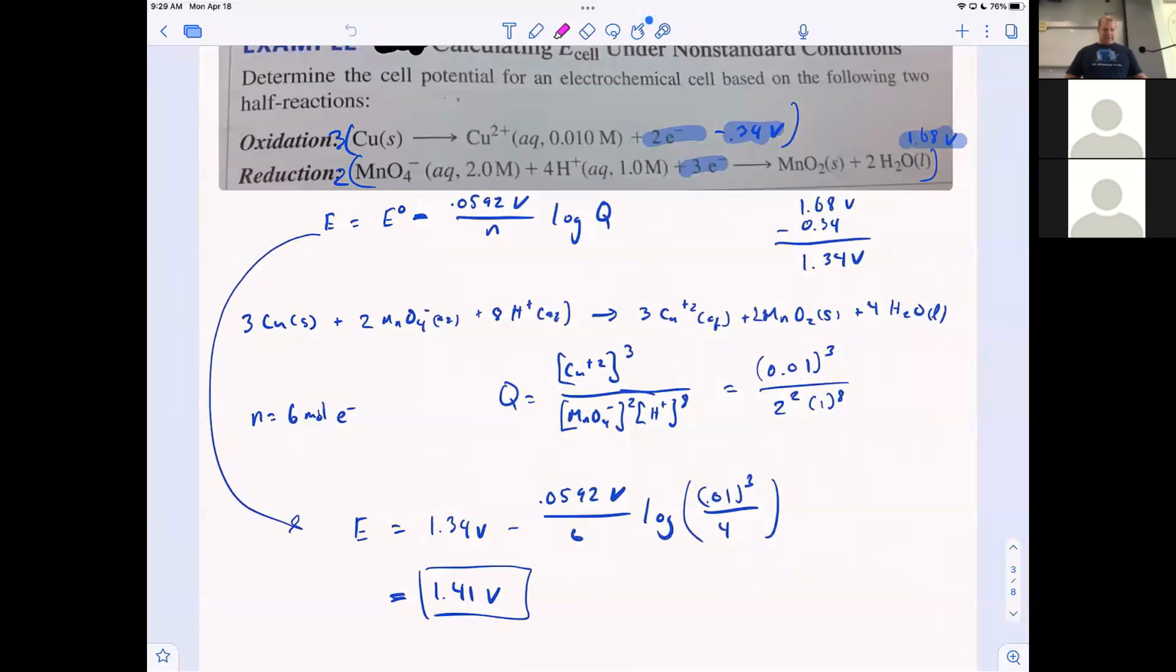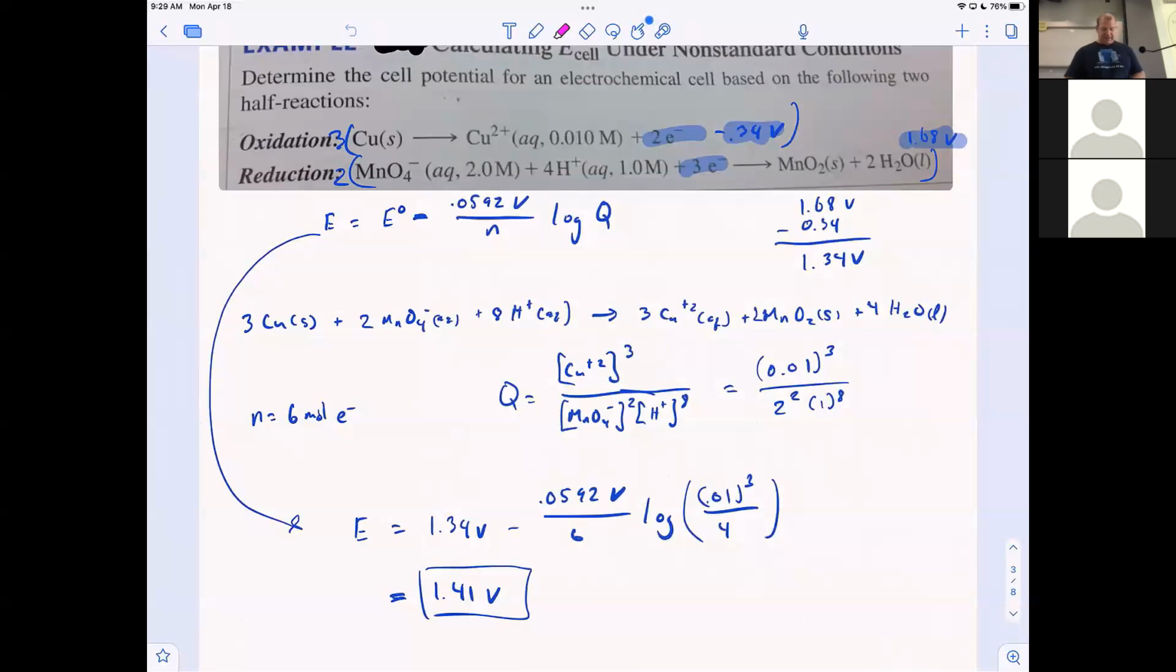So since copper is going the other way, you flip it to minus 0.34 volts. And your standard cell potential for this is 1.34 volts. So then we balance the chemical equation. For copper is generating 2 electrons and permanganate is consuming 3 electrons. So you multiply the top equation by 3, the bottom equation by 2. So we get a total of 6 moles of electrons transferred in this chemical reaction.